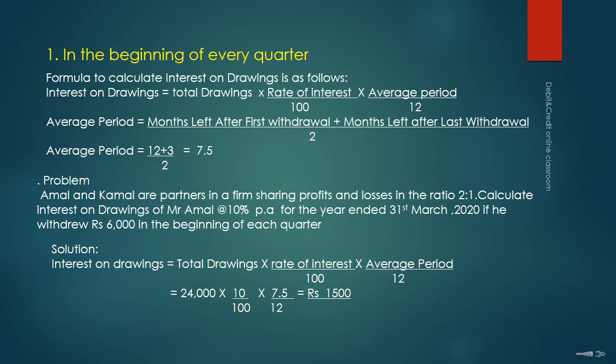Then 10% is the interest rate, and the average period is 7.5. So interest on drawings is equal to total drawings into rate of interest divided by 100 into average period divided by 12. That is equal to 24,000 into 10 by 100 into 7.5 by 12. That is equal to 1,500.